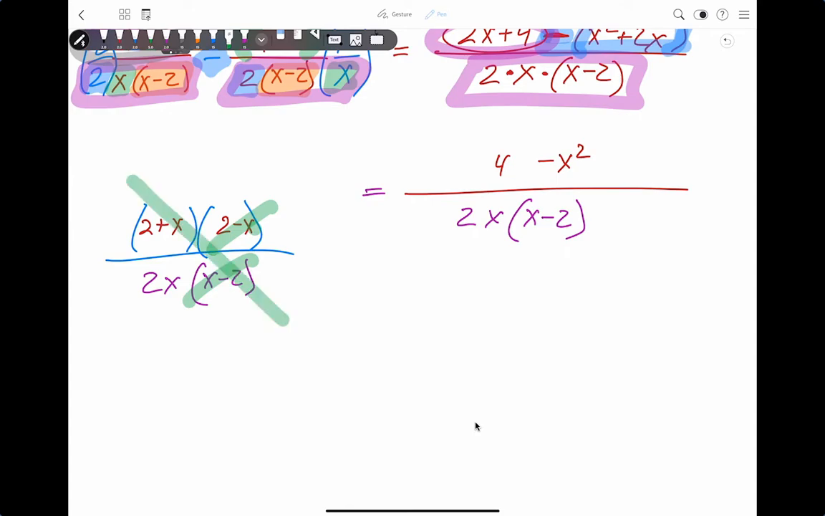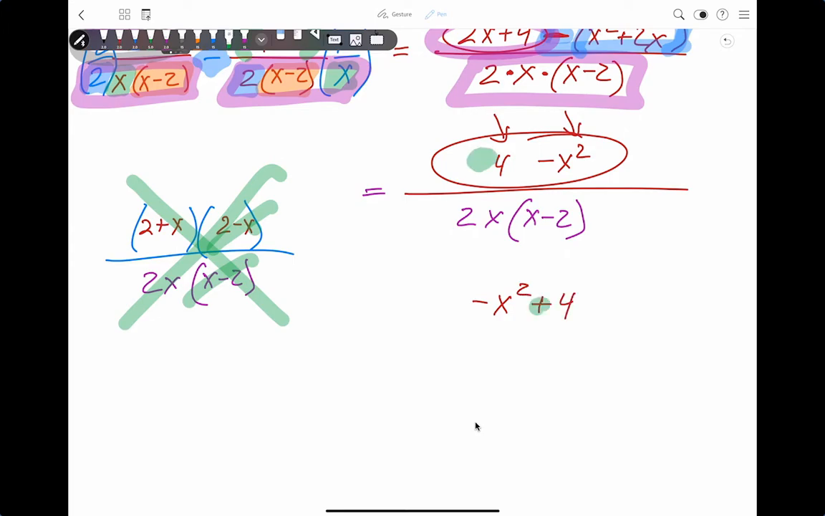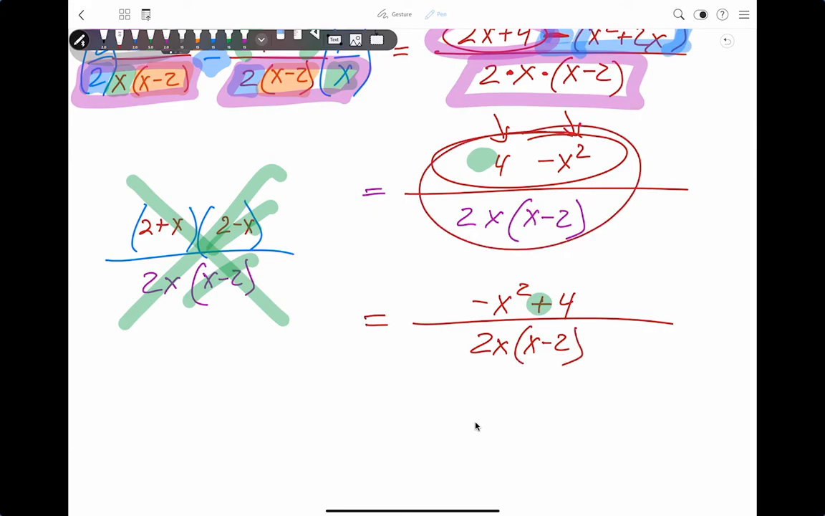I'm not going to look at it like this. From here, you see the 4 is listed first, and then the x squared is listed second. I'm going to write it like this, x squared plus 4, because there's an understood positive right here that I can just rewrite, commutative property. Okay, so 2x and x minus 2 is on the bottom. So it's still the same. All of this is still the same as all of that.